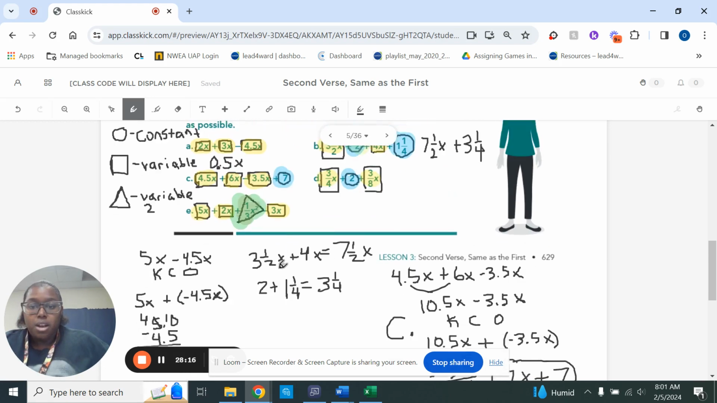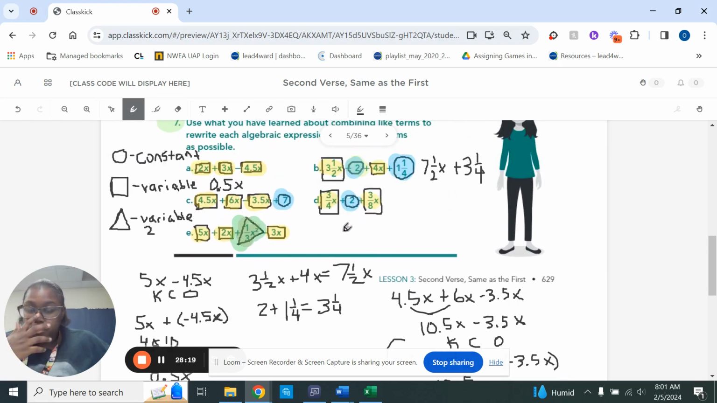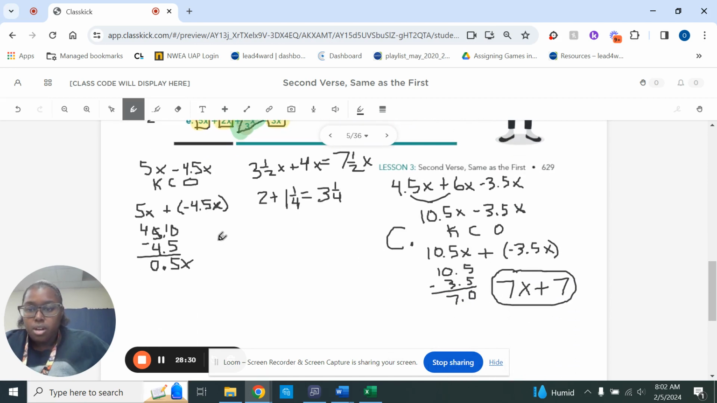All right, moving right along to D. Once again, we only have one constant, so that's going to be at the end. So I have to combine these two. Now, the thing about adding fractions together, you cannot add fractions if the denominators are not alike. This is where the least common multiple, LCM, comes into effect. So when looking at my denominators, they have to be the same. So right now I have a 4 and I have an 8.